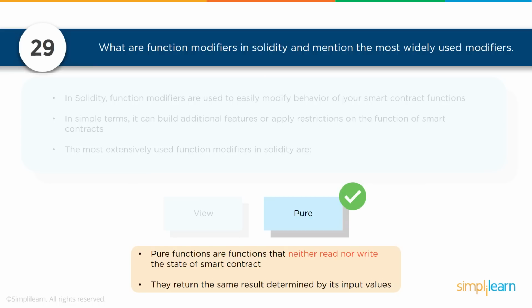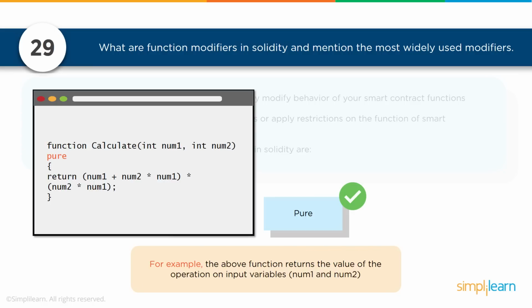But in the case of pure, pure functions are functions that neither read nor write the state of smart contracts. They return the same result determined by their input variables. So basically, you can't even access the inbuilt functions of Solidity. So here you have a function called calculate. You can only use the input variables. You cannot use any of the inbuilt functions of Solidity.